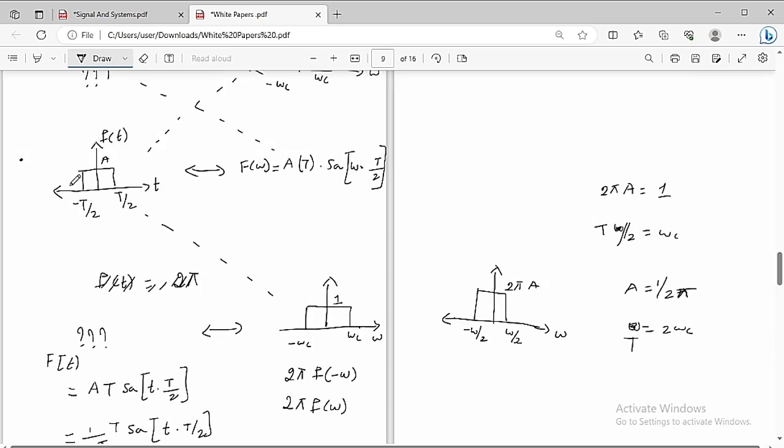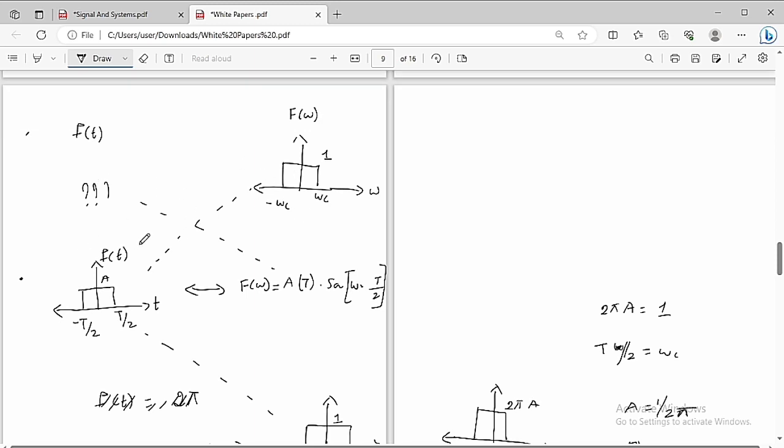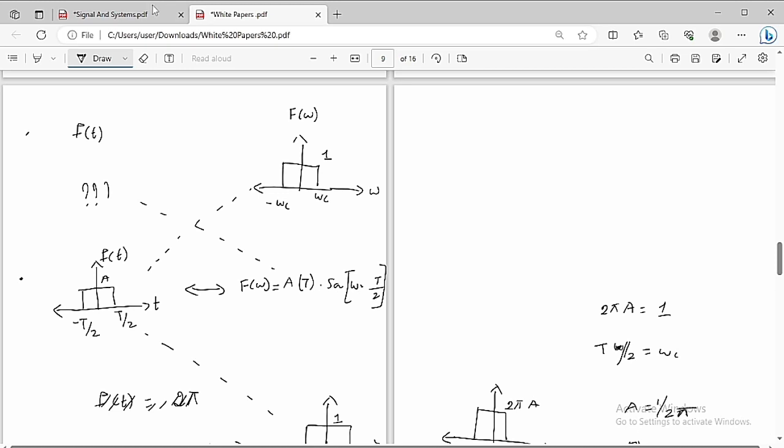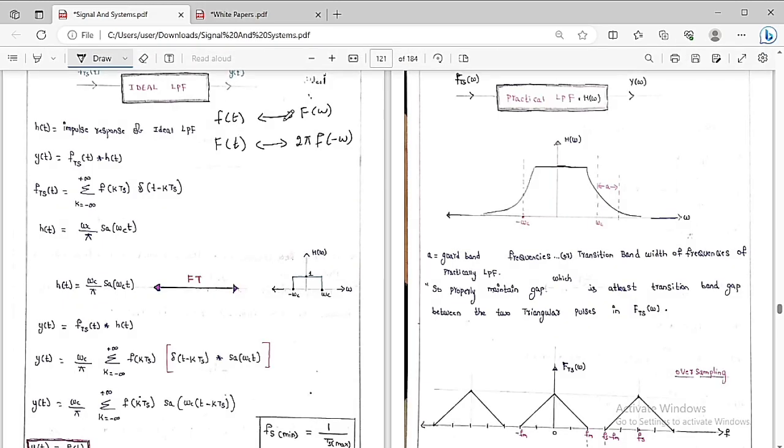So this is f of t. f of t is a rectangular pulse, from minus T by 2 to T by 2, with height A. If you try to figure out the Fourier transform, the expression, which is called the area, is nothing but A into T, Sa of omega T by 2. Now, with the help of duality, if f of t has transform F of omega, then F of t will have 2 pi times f of minus omega.